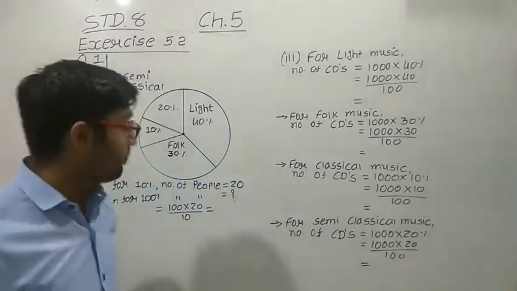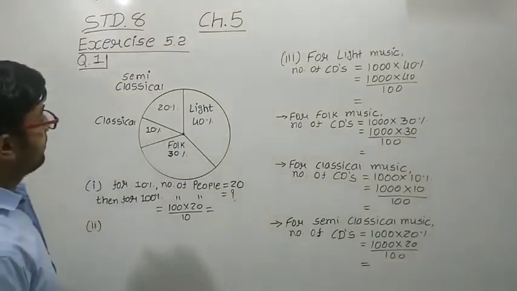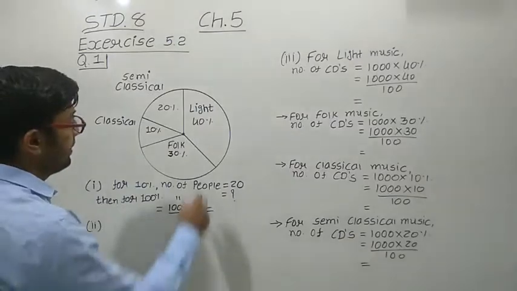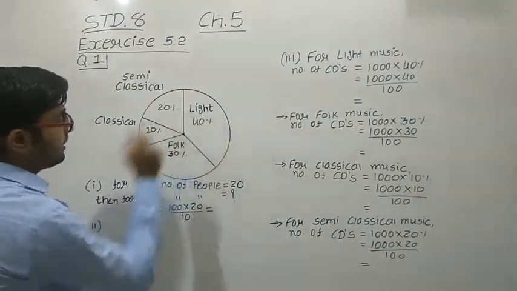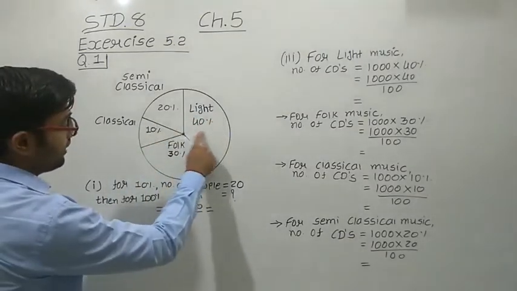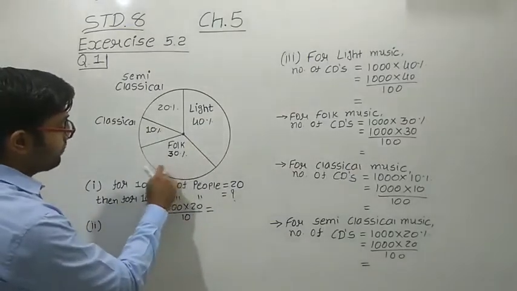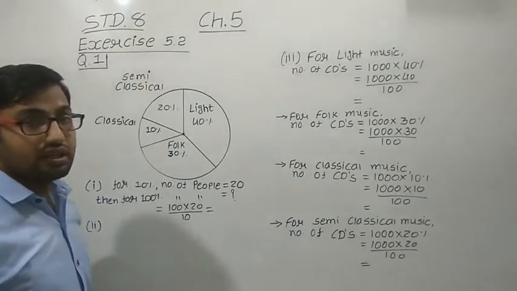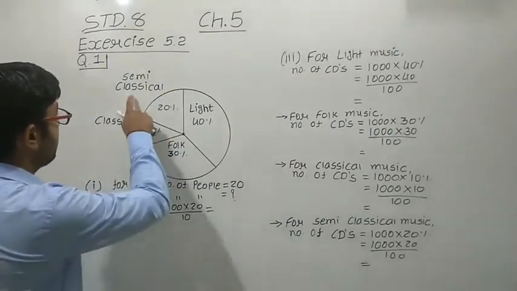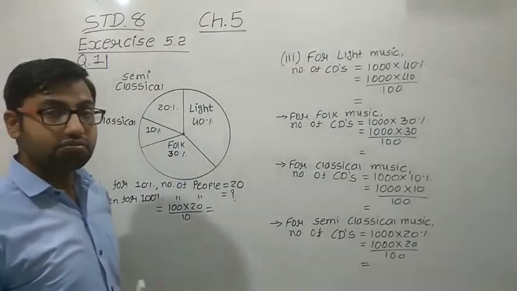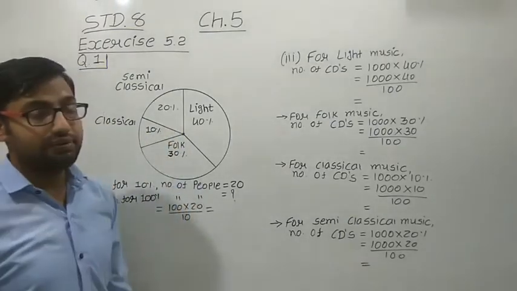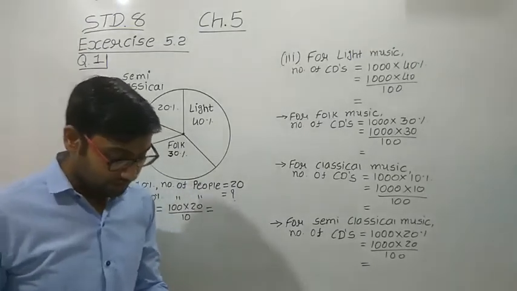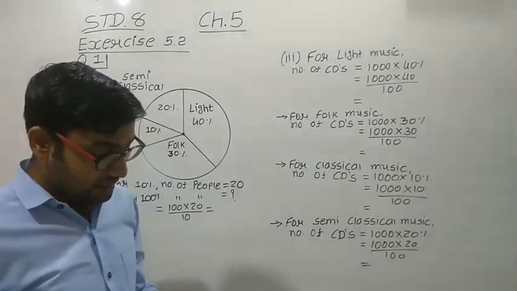Here we have a pie chart in which we can see that there are 1, 2, 3 and 4 sectors. These sectors represent light music, liked by 40 percent. Folk music is liked by 30% of the people. Classical music is liked by 10% of the people, and semi-classical music is liked by 20% of the people. Now some questions are given, to be answered from the pie chart.